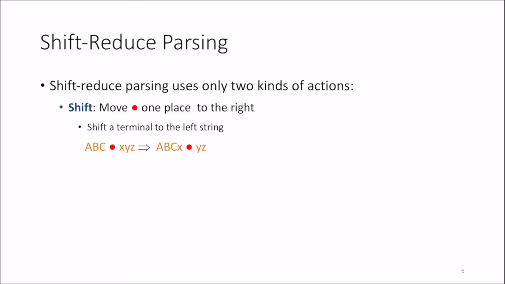And we're going to define it using this separator notation that we just introduced. So the shift action moves the separator one place to the right. That means we shift the terminal to the left part, right? So if we have the separator here and we have a symbol right on the right of that separator, we're going to move it across and move X over to the left side. So that's called a shift, right? So we've seen this several times already, where we're shifting things onto the stack.